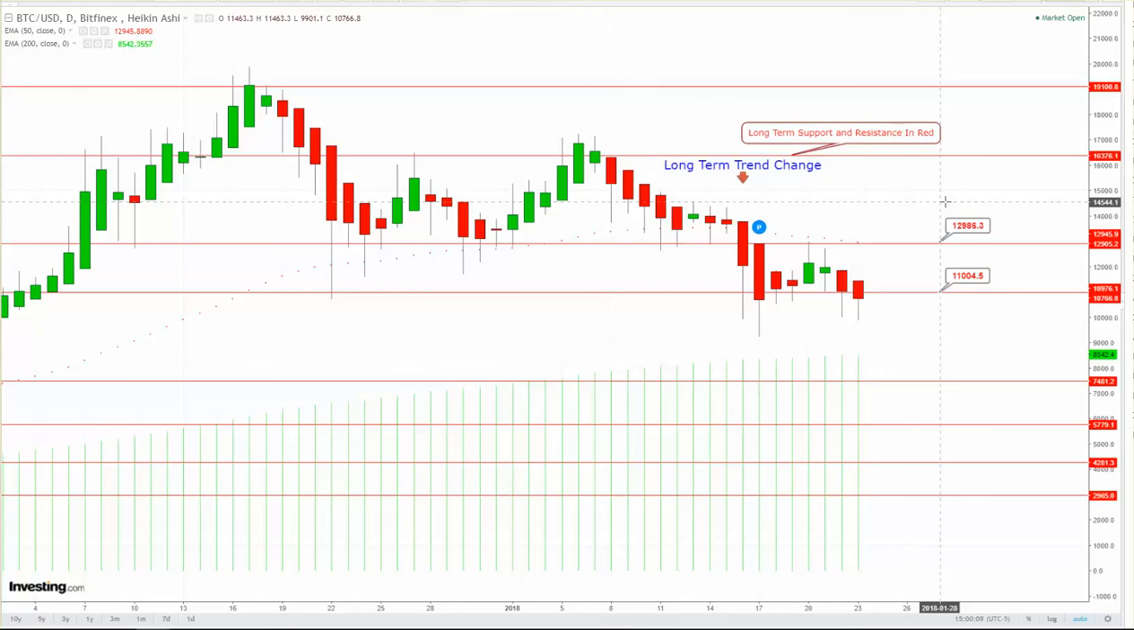In the long-term aspect, we have support and resistance lines at 19,100, around 16,400, closer to where we are now around 13,000, and around 11,000. Now let's look at some medium-term charts so we can make some trades.